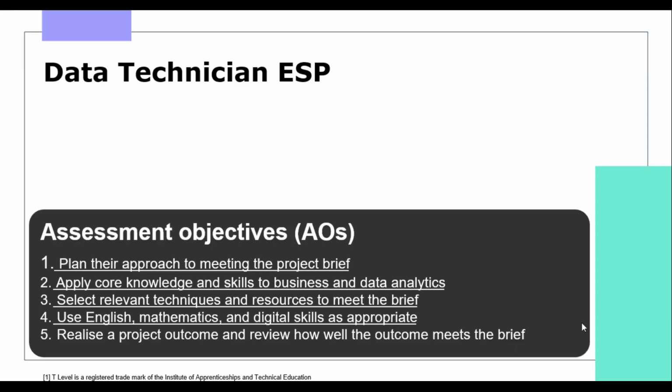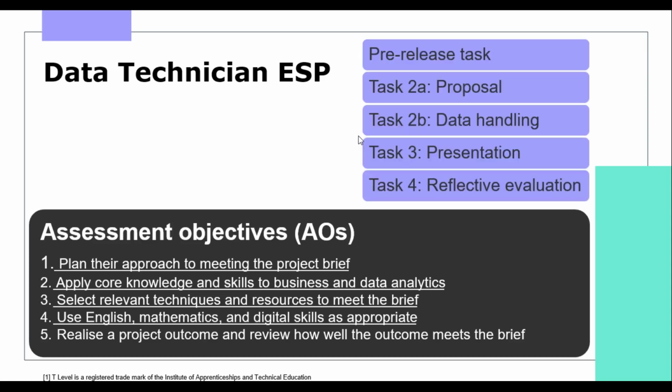The Employer Set project consists of a series of tasks designed to assess the five objectives shown on the screen. This skills assessment task is marked by NCFE and is conducted during a two-week assessment window, which will be available during the summer and autumn terms. Tasks are designed to replicate the real-life industry experience. To help achieve this, we do use employers and industry experts when developing the ESP.